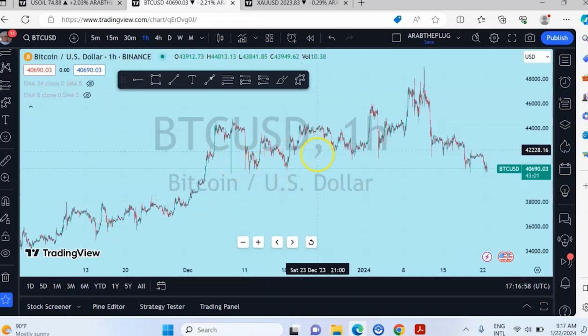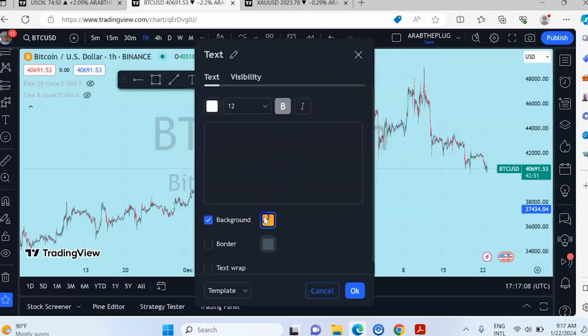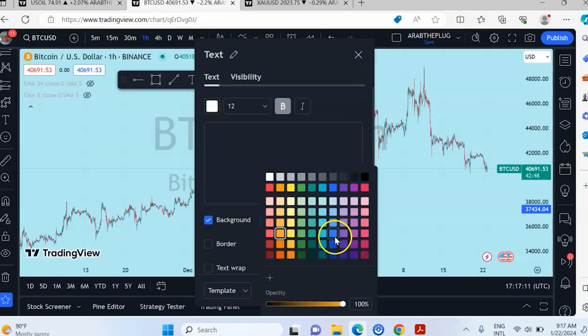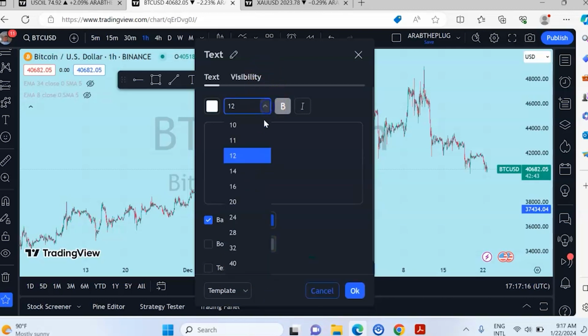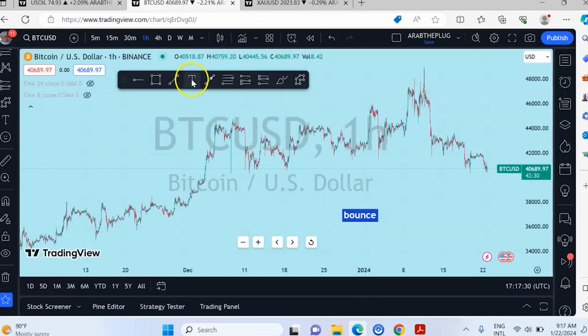So how do we trade support and resistance? There are two things we trade in support and resistance: we trade the bounce, and we trade the break of support and resistance. The first thing we trade is the bounce of support and resistance. And the second thing we trade in support and resistance is the break of support and resistance. The break.